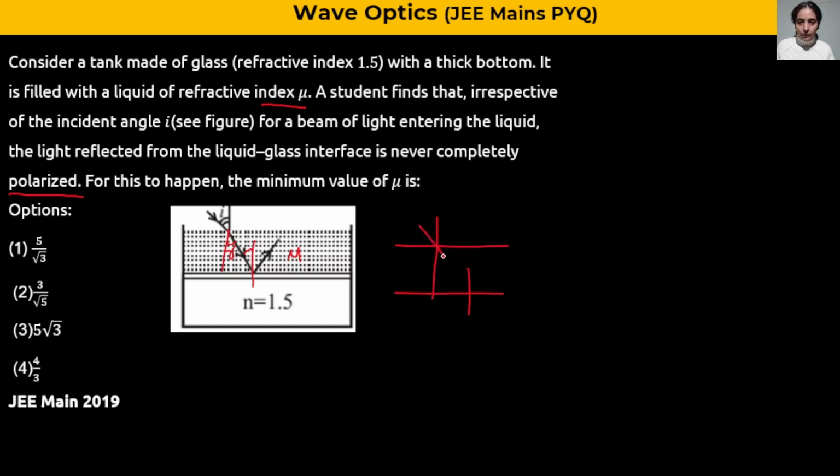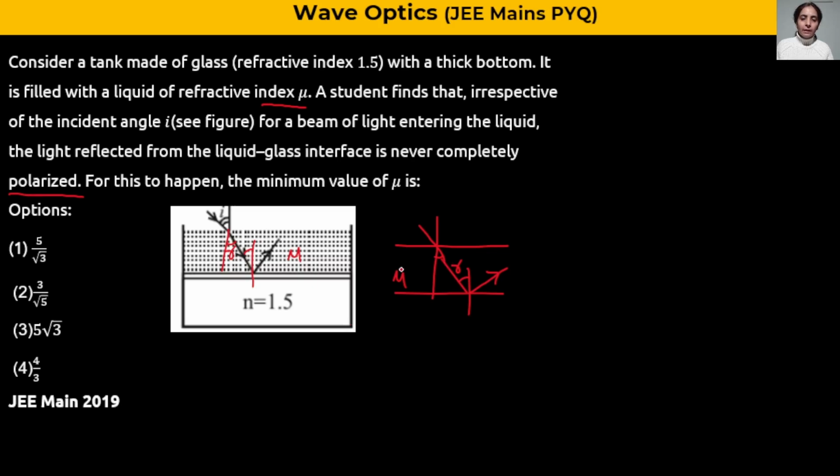Something like this: this is the angle of refraction at the first interface, and then this is falling onto this one. So the angle of incidence here is r, and the light here is getting reflected, but in such a way that polarization is not getting possible. This means this r is never able to equal Brewster's angle, for certain values of mu here. So it is asked what is the minimum value of mu.